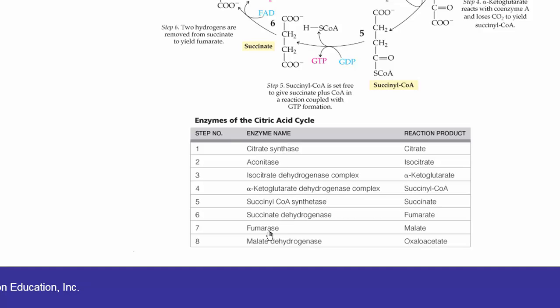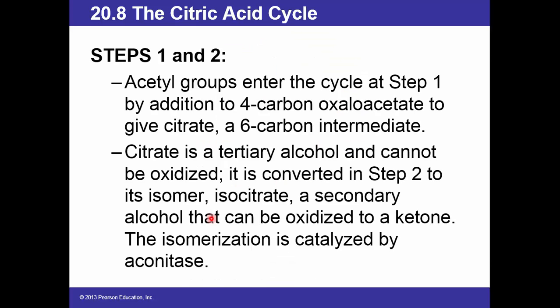And here again, these 8 reactions are catalyzed by 8 different enzymes, and here you can see in summary each enzyme and the reaction product. Citrate synthase produces citrate. Aconitase produces isocitrate. You should know all these reactions and all these enzymes, and we will now talk about them in detail.